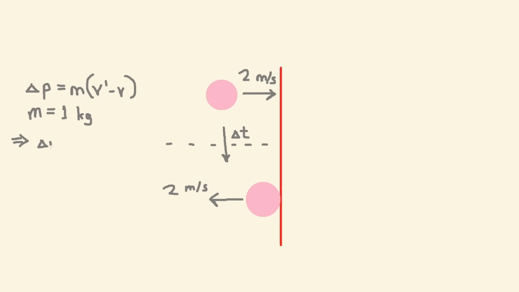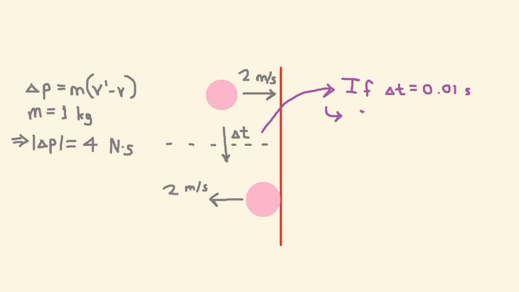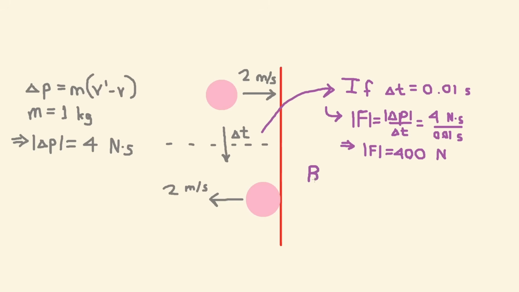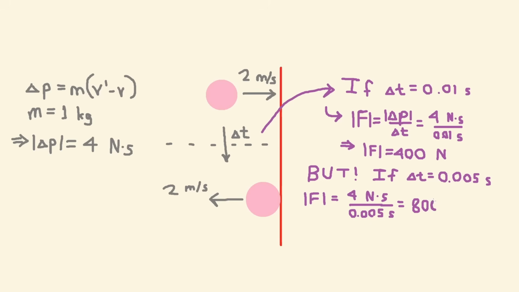Now, in my rigid body simulation, collisions always happen during a single tick. So if our simulation is running at a speed of 10 milliseconds per tick, the force experienced by this ball is 4 Newton seconds divided by 0.01 seconds, or 400 newtons. If instead our simulation is running at 5 milliseconds per tick, twice as fast, then the force is 4 Newton seconds divided by 0.005, or 800 newtons. The impulse stays constant, the force does not.